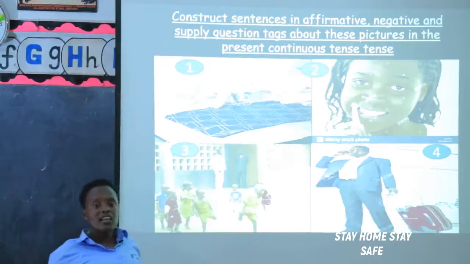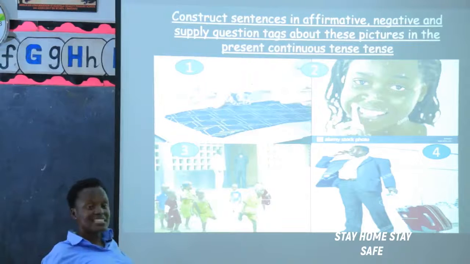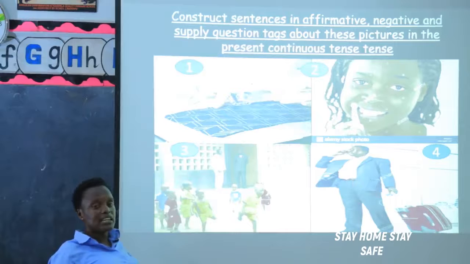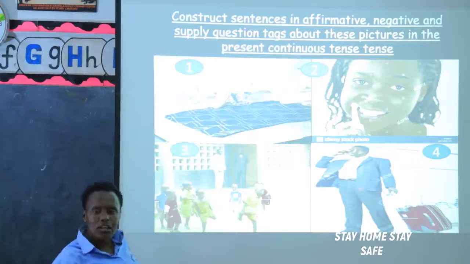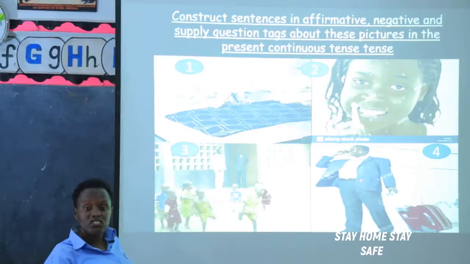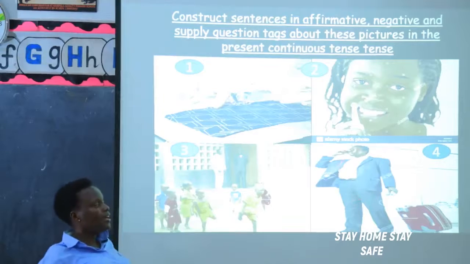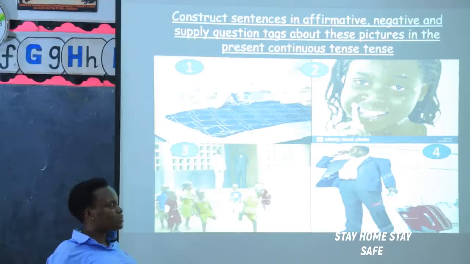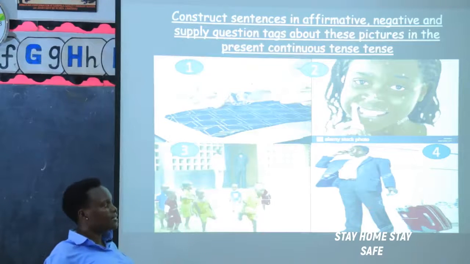Then we change the affirmative sentence to question form. So we say, the man is traveling. Question form: is the man traveling? Then the next set, the negative one. The man is not traveling.